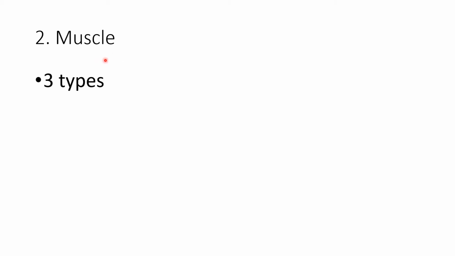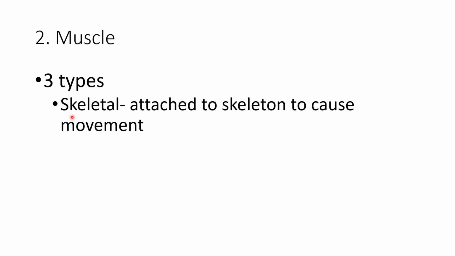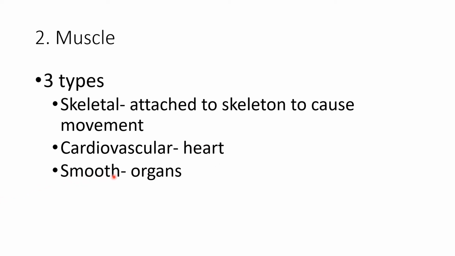There's three main types of muscle tissue. They are skeletal muscle, which is any muscle tissue that is attached to your bones and allows you to move your skeleton around. There's cardiovascular muscle tissue, which is the type of muscle that makes up the heart. And then there is smooth muscle tissue, which makes up pretty much the rest of your organs and your blood vessels and stuff like that.